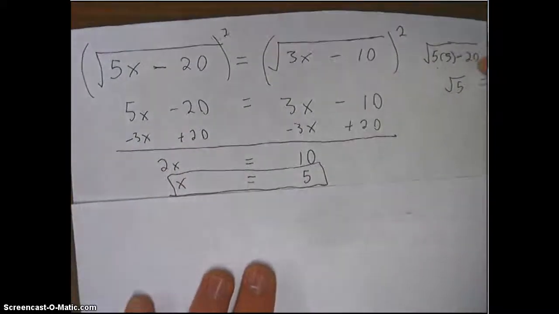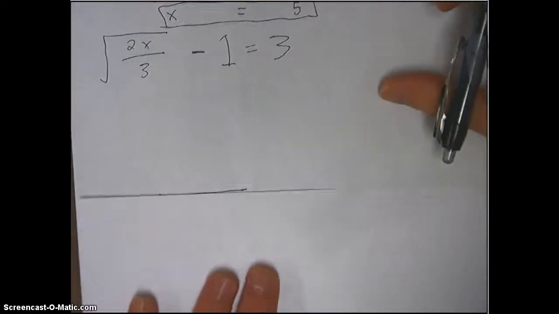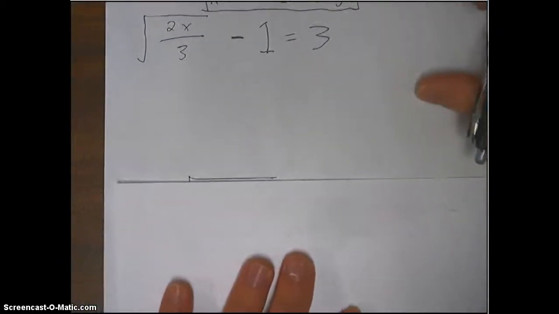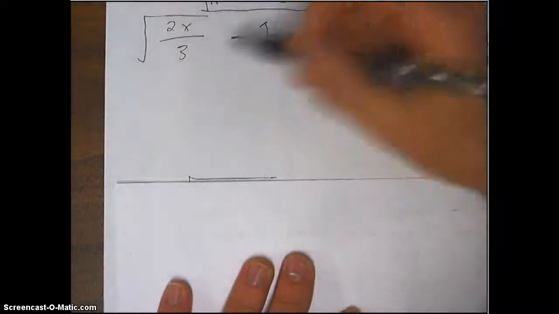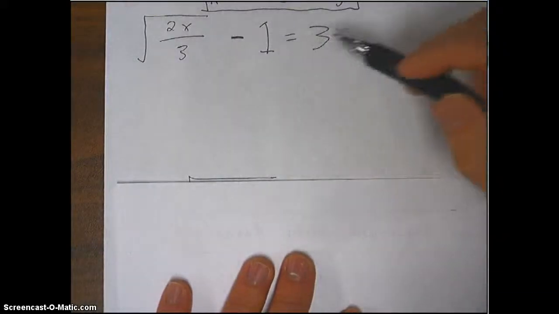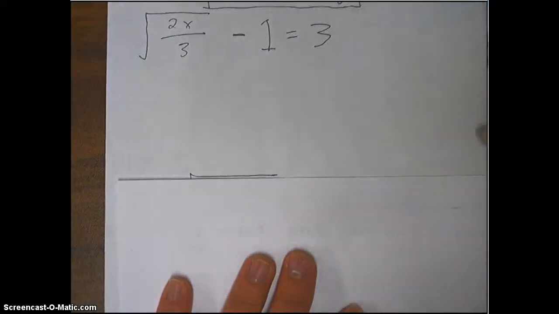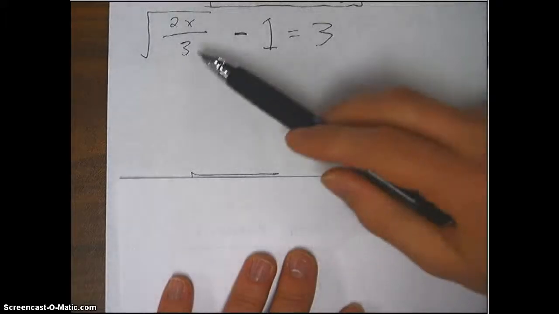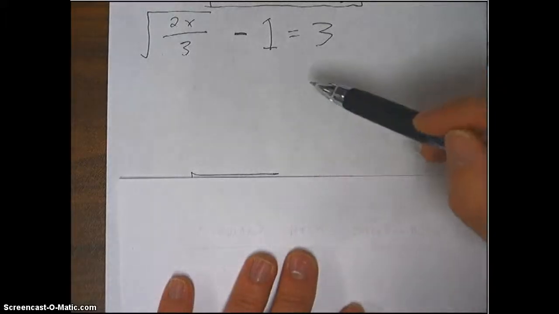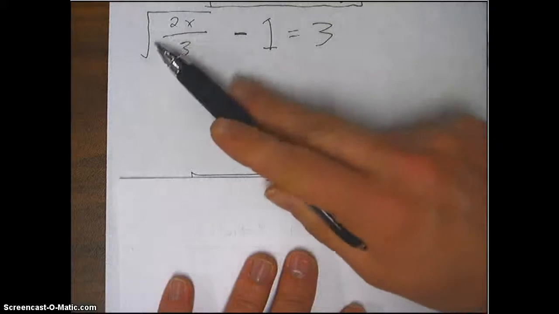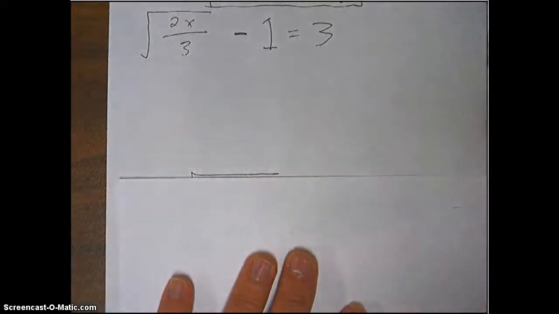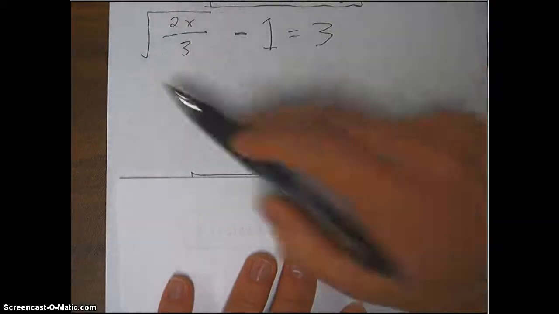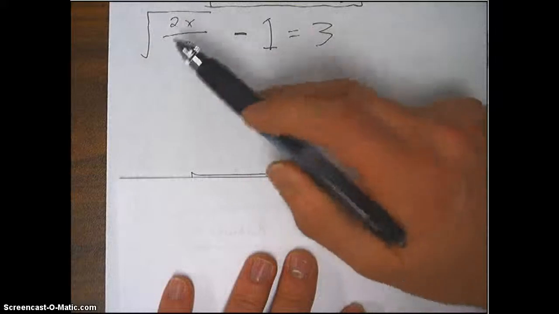These problems have varying degrees of difficulty. So the next kind of one I want to talk about is this one right here, the square root of 2x divided by 3, and then minus 1 equals 3. So the first thing you want to do is make sure that the square root is isolated, meaning there's not plus or minus anything on there. If you have multiply or divide on the outside of the square root, it's not a big deal, but generally speaking, you want to get the square root by itself.